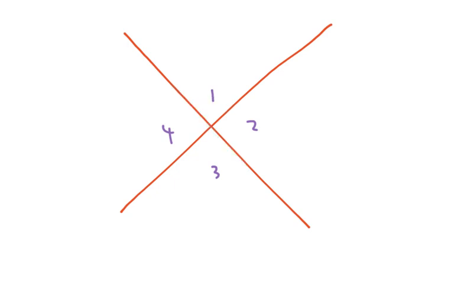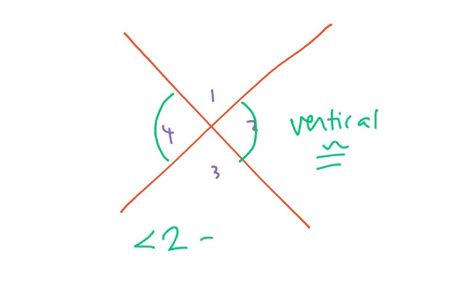But with the vertical angles, the two angles that are non-adjacent, so for example, angle 2 and angle 4, those are called vertical angles, and they are congruent to each other. So I would say that angle 2 is congruent to angle 4. So if I knew that angle 2 was, say, 76 degrees, then that also means that angle 4 is 76 degrees. Can you see some other vertical angles in this picture?